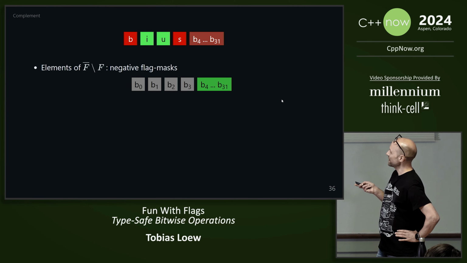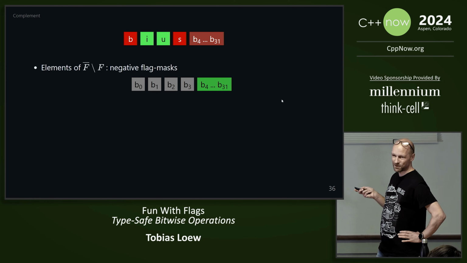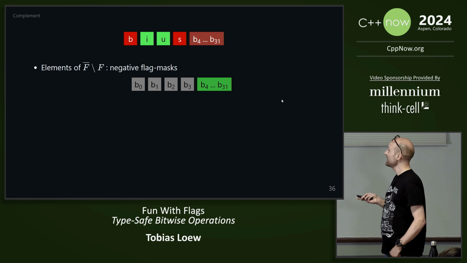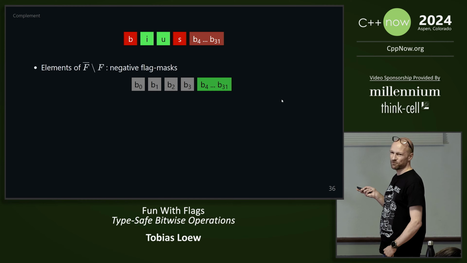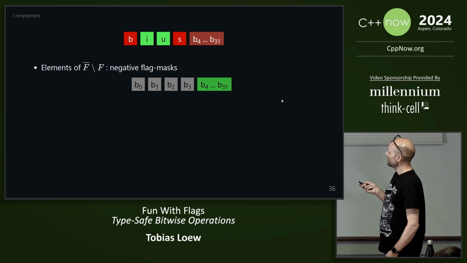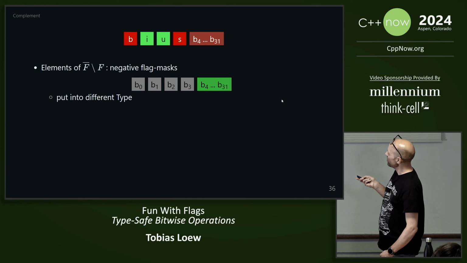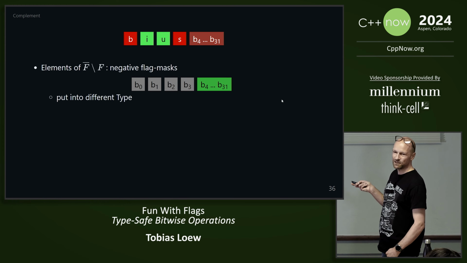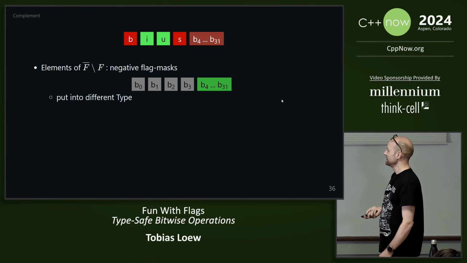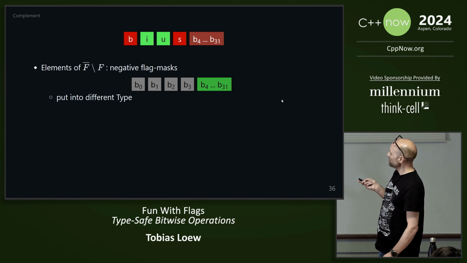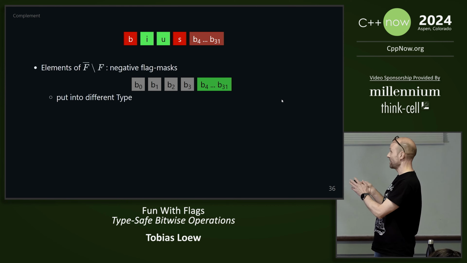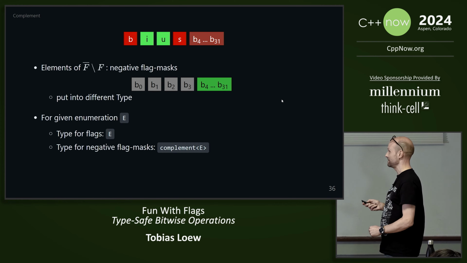And we can also look at the elements which are the rest. So we take the closure minus the previously defined flags. And this is just a set of negative flag masks where all the rest of the bits are always set and the 4 bits here in front are flipping around. But those types we have to put into a different type. So those elements we have to put into a different type.